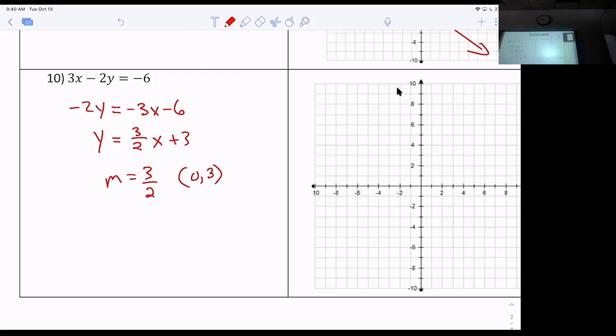Simple, guys. All right, so now keep going, Sienna. 0, 3. 1, 2, 3, then what? You go up 3, and then you have to go to the right. Yes, good.